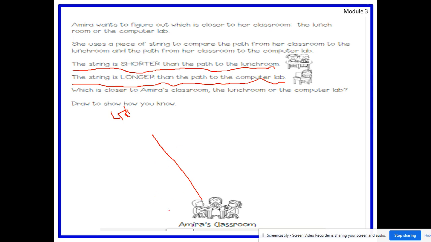So if we have our string right here, this string has to be longer than the path to the computer lab. So my computer lab cannot be up here because then the string would be shorter. We need to make sure that it's somewhere down here. We could put a C for computer and then just draw a little computer. Just like that.